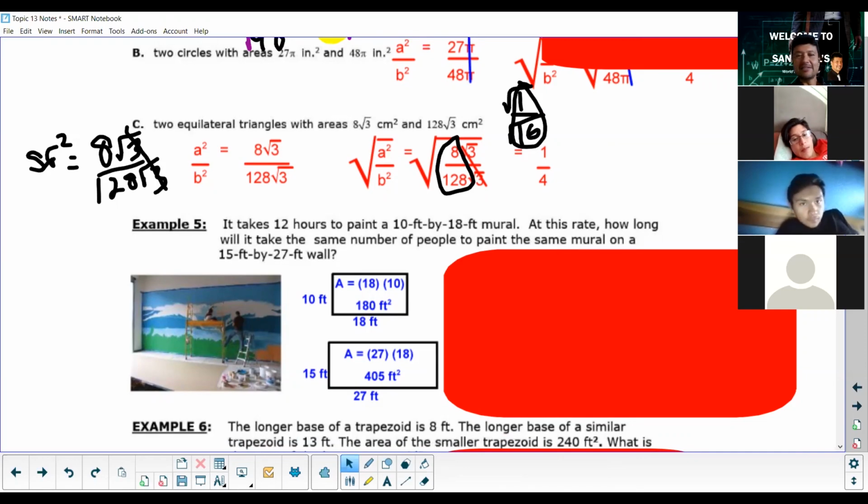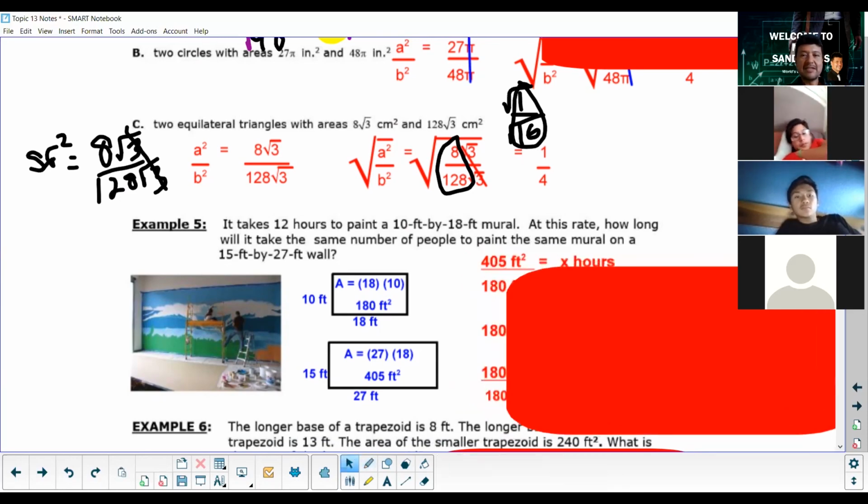So any ideas how to solve this? Yeah, you just use the ratio thing. So you first find the ratio of the perimeter, then find the ratio of the area, then you multiply the ratio of the area by 12. Yeah, but in this case, which one would you use? The area scale factor or the perimeter scale factor? The area one? Yeah. Let's find out.